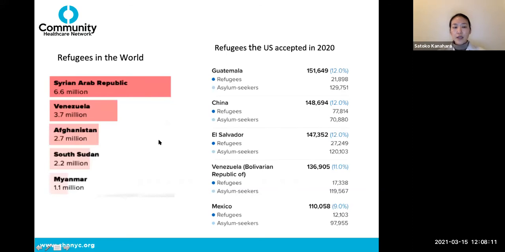And the first bar graph on the left is what I showed you earlier, where the refugees are coming from, where a lot of the people are displaced. And on the right are the top countries that the U.S. accepts as refugees. So you see that they're not necessarily the same. We are accepting a lot of people from Guatemala, El Salvador, Venezuela, Mexico, so people from Central America and South America, whereas the refugees in the world, a lot of them are coming from other parts of the world. And then we have Chinese immigrants as well.